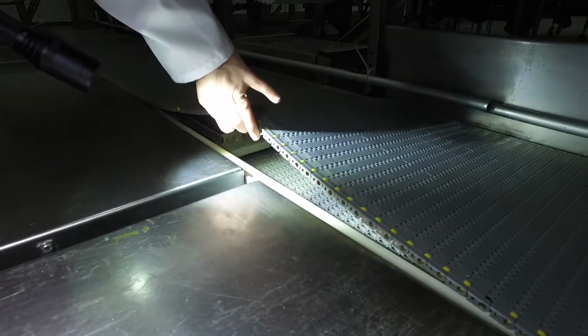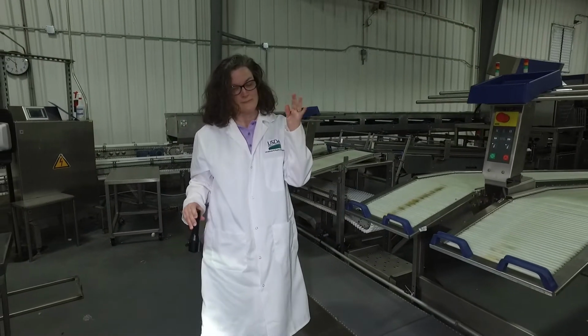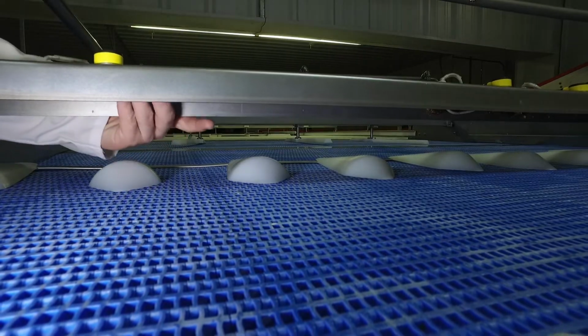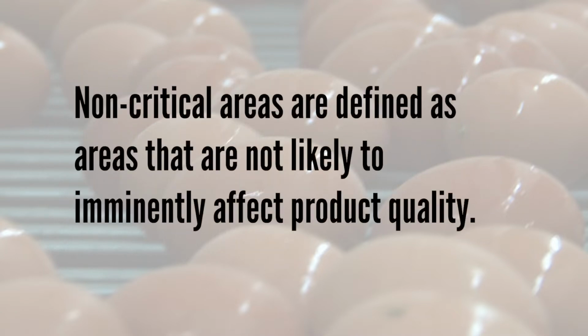So what is organoleptic inspection? Organoleptic inspection assessments include sight, smell, and touch. However, microbial growth will not always be seen, smelled, or felt. Critical areas are defined as equipment with potential surface contact with eggs or come in contact with wash water or air blown to dry the eggs. Non-critical areas are defined as areas that are not likely to imminently affect product quality. Non-critical does not mean it is not important. Non-critical unsatisfactory conditions should be addressed after the processing line has been started, unless unable to safely do so during processing.